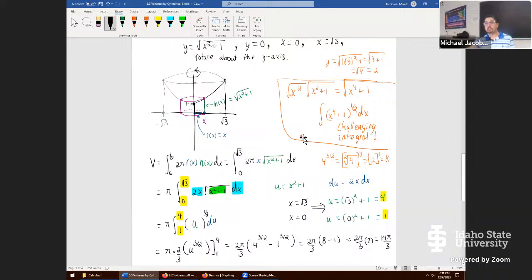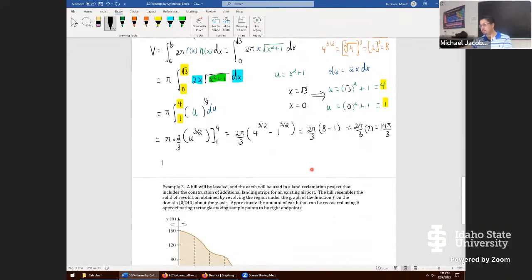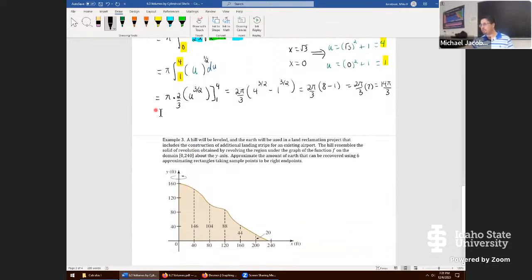The next one is going to be our application for volumes, but again, it's really just a disguised review type problem. So here's the scenario. It says a hill will be leveled. Imagine maybe you work for the city of Idaho Falls, and they don't do this very often. If they're going to level a hill, they're going to use the earth for something. It says the earth will be used in a land reclamation project that includes a construction of an additional landing strip for an existing airport. That could be Idaho Falls. That could be something they might do when they expand.